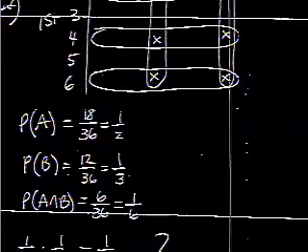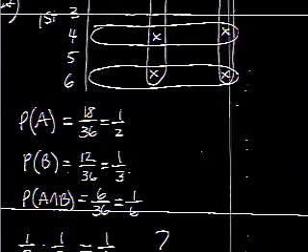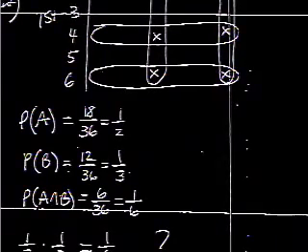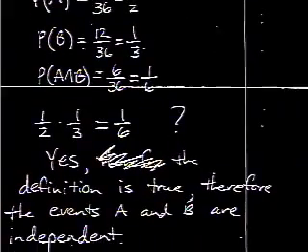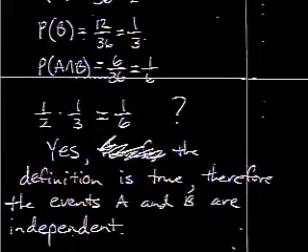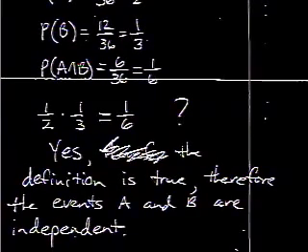Next thing I want to do is check. I want to check and see if the definition is true. Is 1/2 times 1/3 equal to 1/6? Well, the answer is yes. Therefore, the definition is true, and we can say that the events A and B are independent. So, definitely, from looking at the individual parts separately, we can show that the product is equal to the intersection.